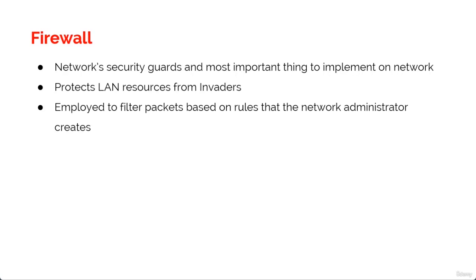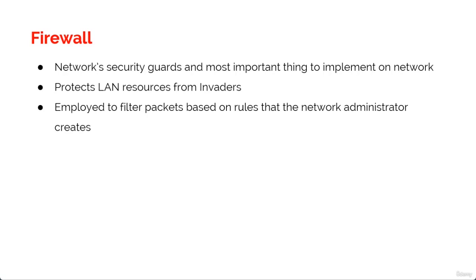So basically, firewalls are your network's security guards. And to be real, they're probably the most important things to implement on your network. That's because today's networks are almost always connected 24 by 7 to the internet, a situation that makes security very crucial. A firewall protects your LAN resources from invaders that use the internet or unprotected networks, while simultaneously preventing all or some of your LAN's computers from accessing the internet.